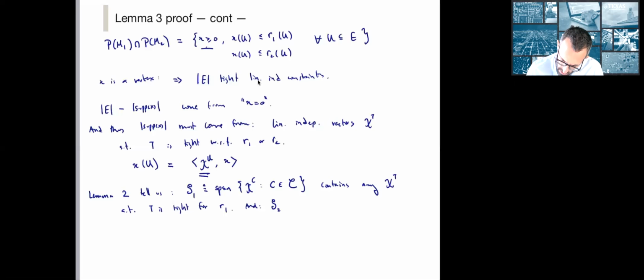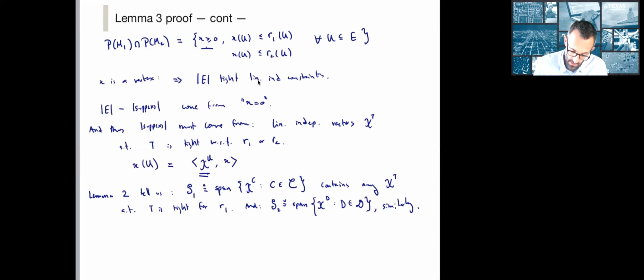I'll call this S2. I'm going to call this the span of chi d, where d is in D. Similarly, this contains any chi t such that t is tight for R2. So I'll just write it as S2 similarly.